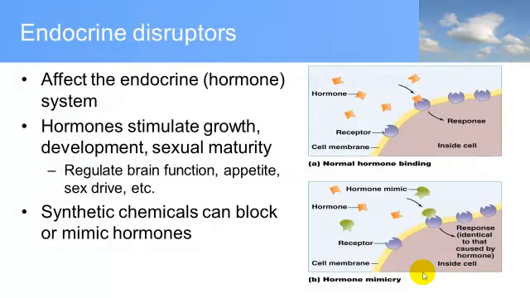Endocrine disruptors are a whole category of materials that affect the endocrine or the hormone system. Hormones are chemical messengers. They're sent out into the body to tell your cells to do certain things. They stimulate growth, development, sexual maturity. They regulate some brain functions, appetite, sex drive. As your body produces various of these hormones, your cells respond to them.